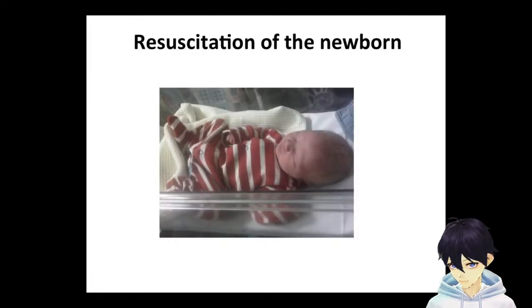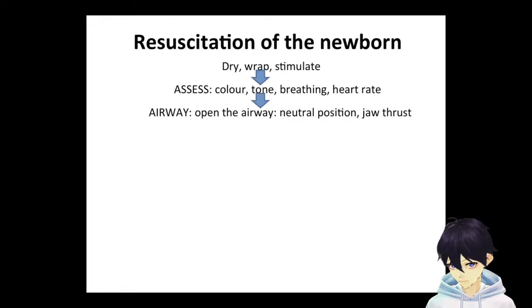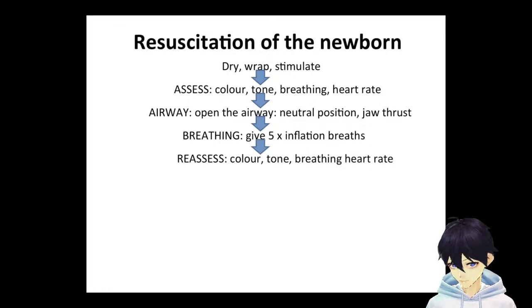So now I'm just going to talk through that algorithm of resuscitation of the newborn. So first of all, you dry, wrap, and stimulate the baby. You assess the colour, tone, breathing, and heart rate. Open the airway, put it in the neutral position, and use a jaw thrust if necessary. Assess breathing, and if there's no breathing or inadequate breathing, give 5 inflation breaths. These are slow breaths over 2 to 3 seconds. Reassess the colour, tone, breathing, and heart rate.